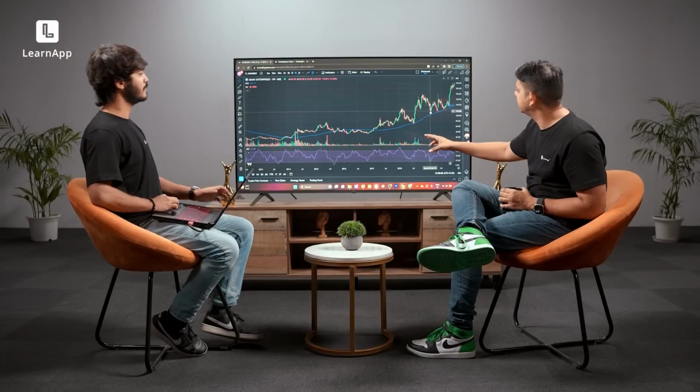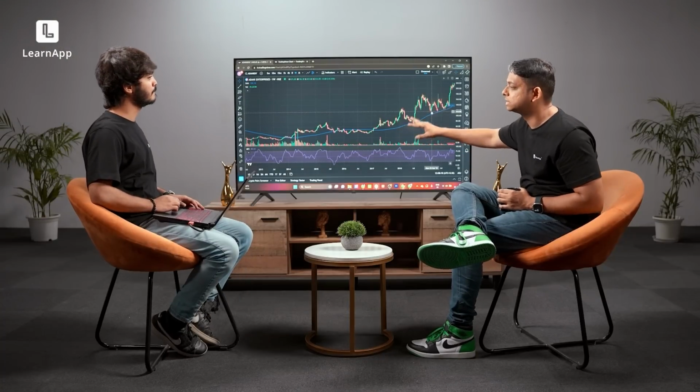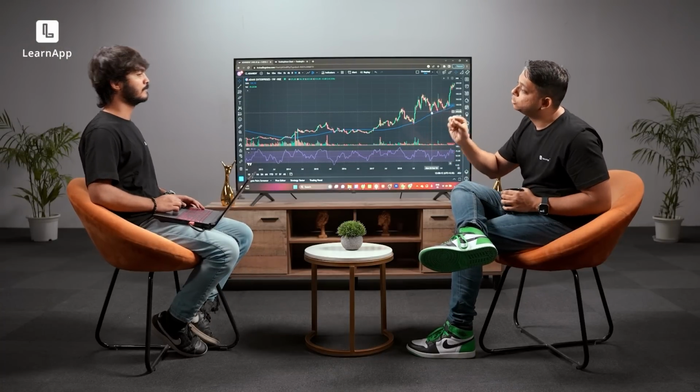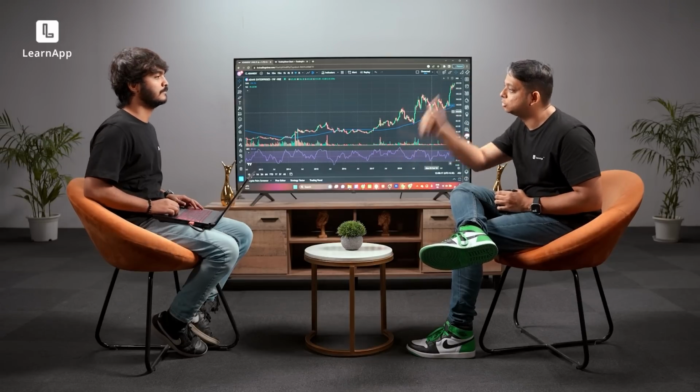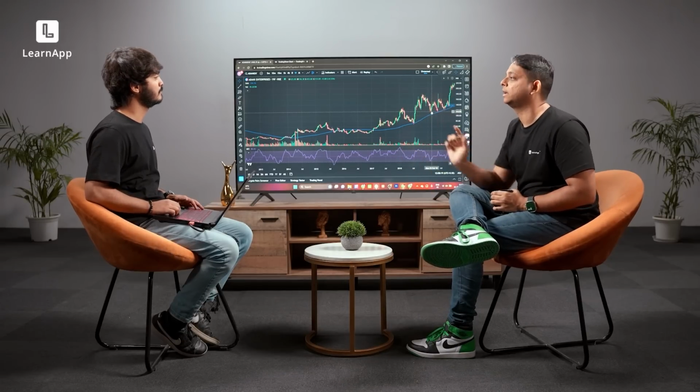So what you're doing right now is you're using only this to decide the trend. You don't want to do that. Use a trend indicator to know the trend and then use the MFI to confirm is it a good trend or not. It's a confirmation indicator.